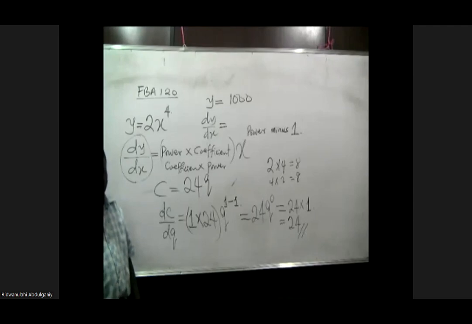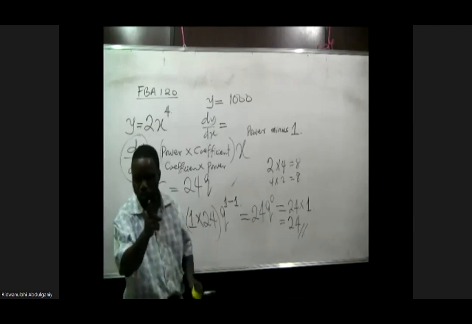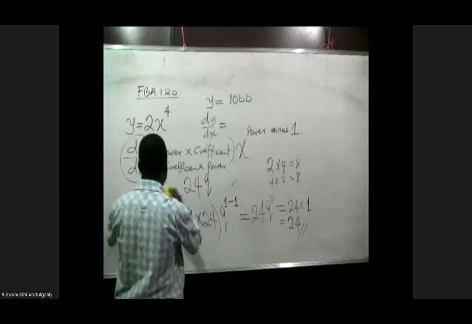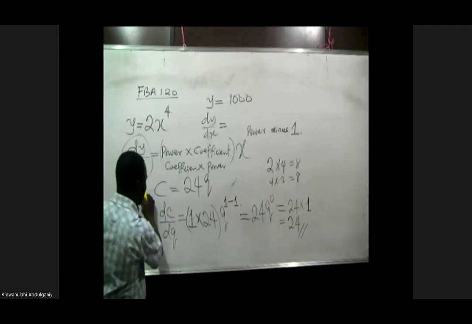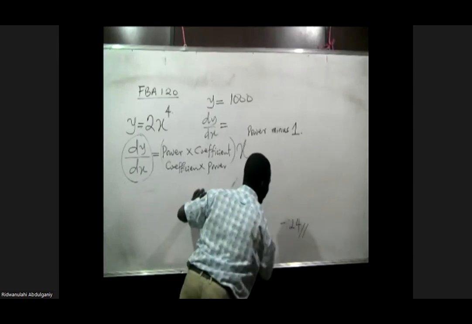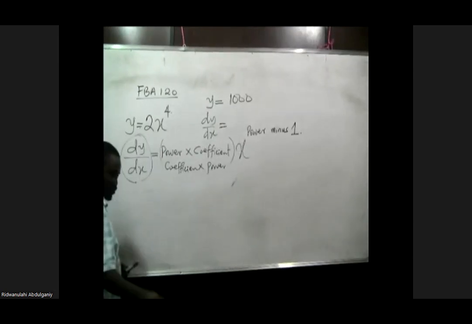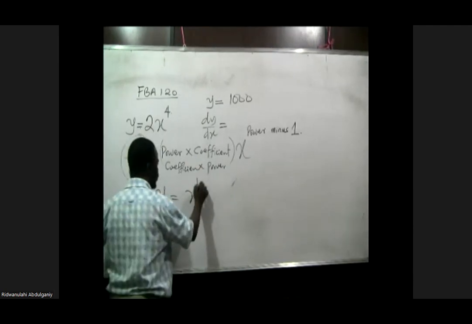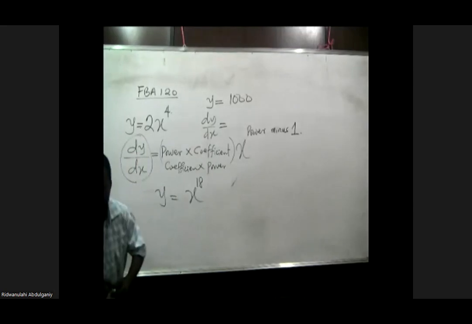Sir, please, is it possible we have y equals x raised to power 4 and we're not given the coefficient? That's a very good question. Thank you very much, Adebayo. Is it possible? Yes. I still want to leave my formula the way it is. What if we are given y equals x raised to power 18? That is the question Adebayo asked. Now, you will be the one to answer the question. I will not answer it. I will only guide you.